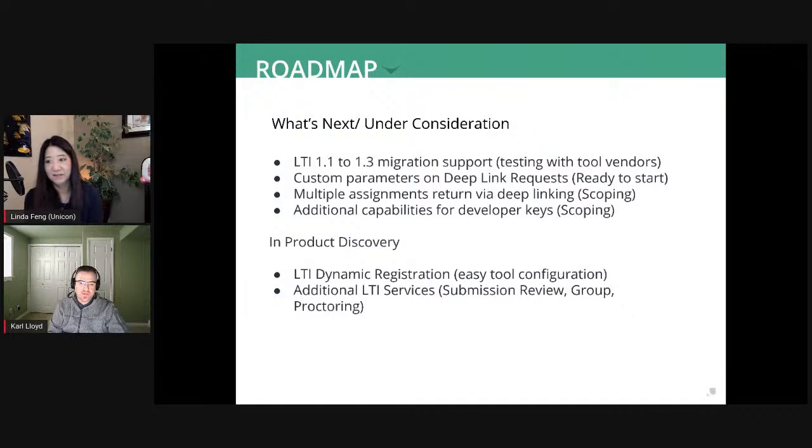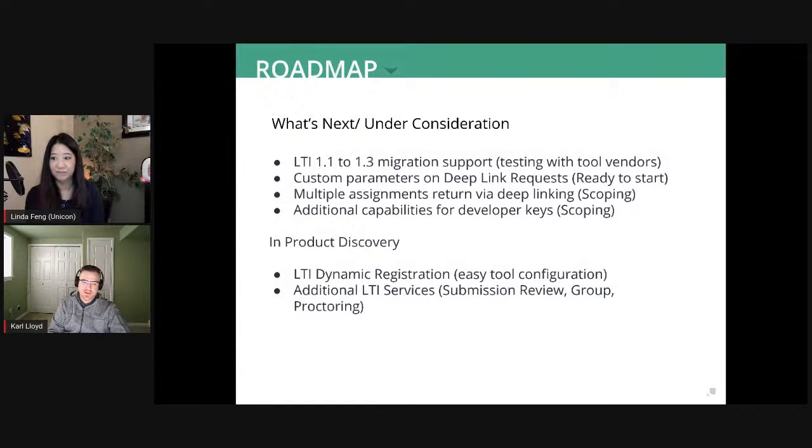And then the other thing we're scoping is adding additional capabilities for developer keys, which is important for our Canvas admins who want to manage all these tools, as their teachers and faculty come to them asking, hey, we want to use this tool. They need more ability to manage the tools, see what they're scoped for, and see what they can do. And then there are a bunch of other things in the air that are coming through the IMS working group.